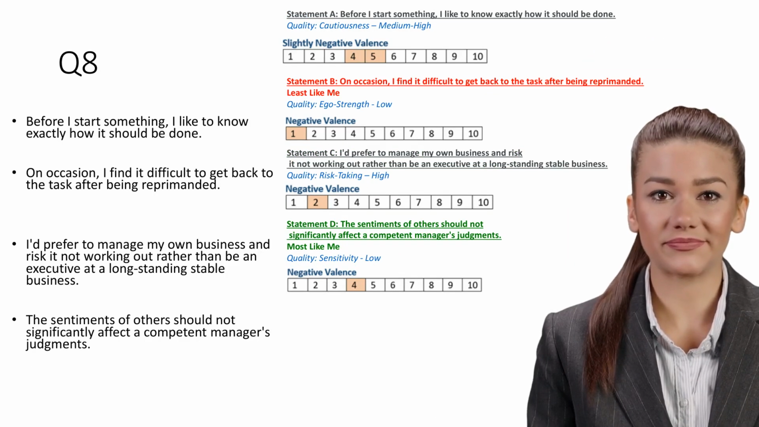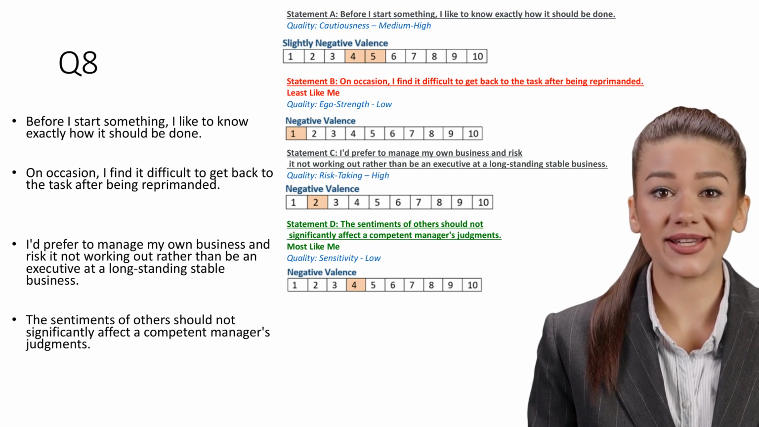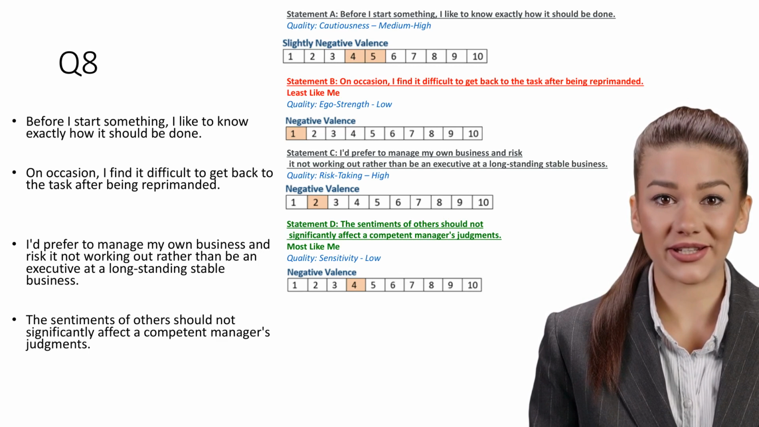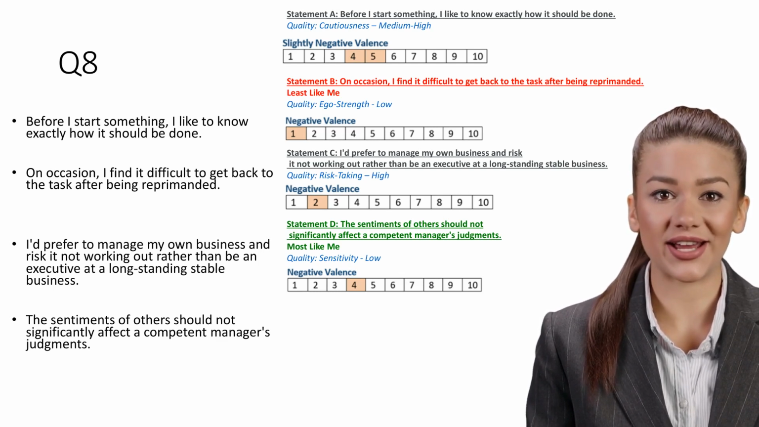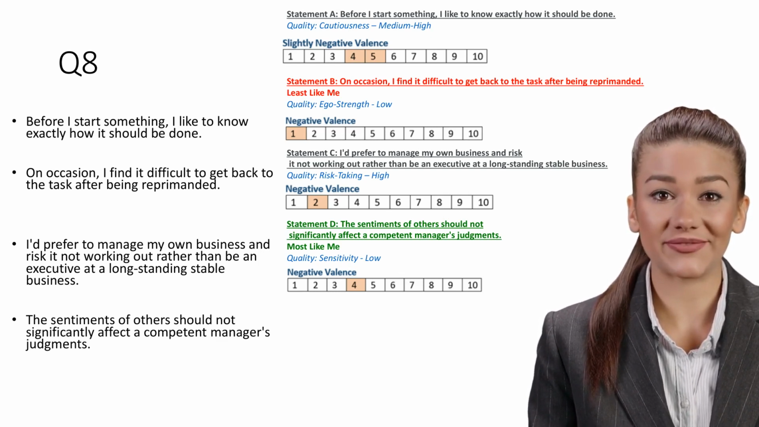Question 8. Statement A. Before I start something, I like to know exactly how it should be done. Quality. Cautiousness medium high. Careful planning and research prior to commencing a project is valuable, but needing to know all the exact elements is not always necessary or time effective.